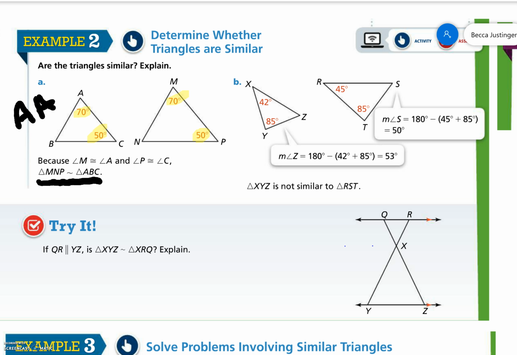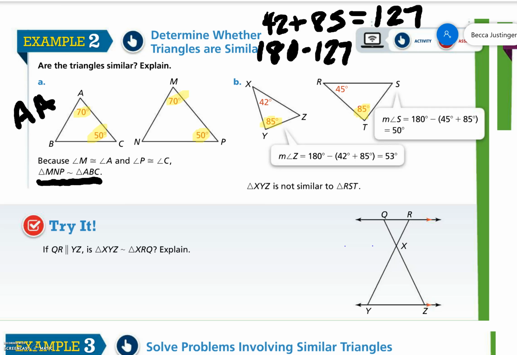Looking at the part B, I see 42, and I don't see a 42 on the other side, so I'm going to hold off on the 42. But I do see that they both have 85. But I don't know about the third angle. Yeah, 42 is not equal to 45, but let's check out what happens when we find the third angle. So I do 42 plus 85, and that gives me 127. So then I take 180 and I subtract 127, and that gives me 53.